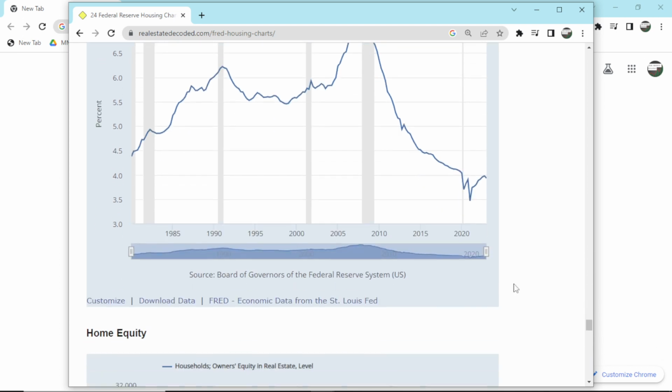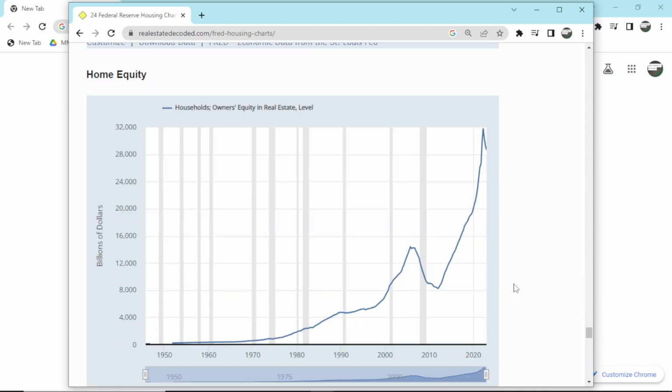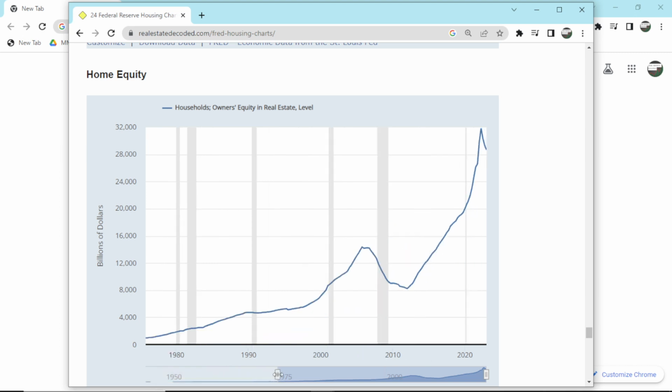Okay, let's continue on. This chart is showing the home equity in billions of dollars. And let me zoom in a little closer. And here we can see at the run up to the real estate crash of 2007, home equity increased, but after the crash, we saw a sharp decline and it bottomed out in 2012, where since then we've seen a great boom in the real estate market and equity has been increasing.